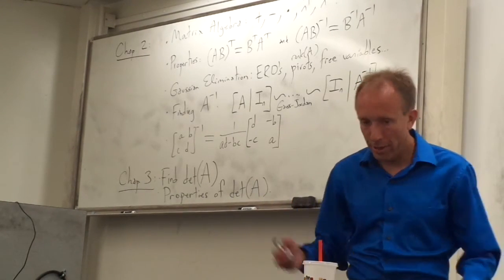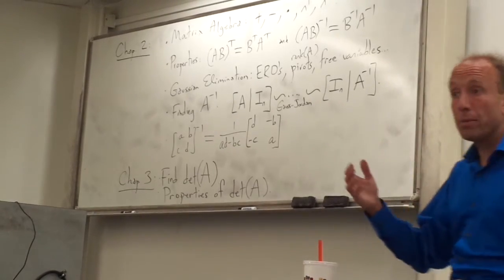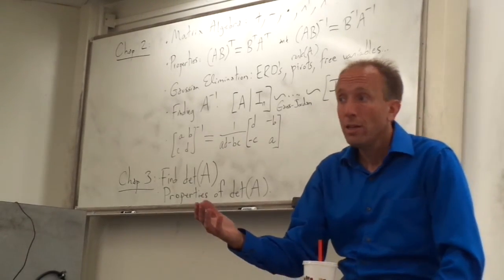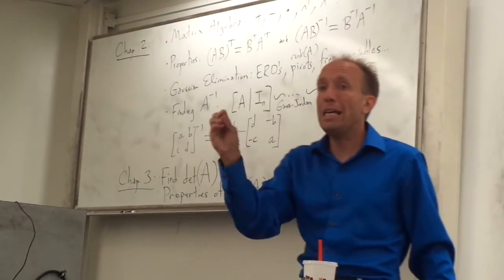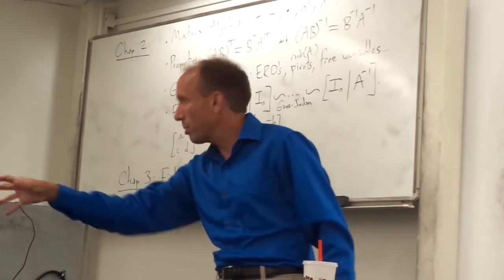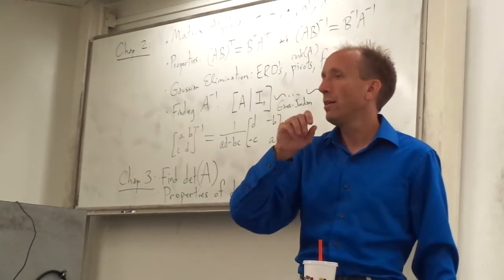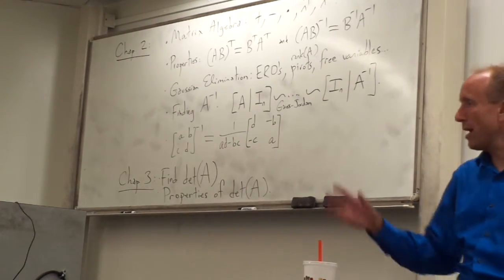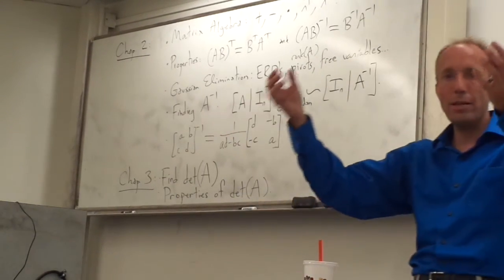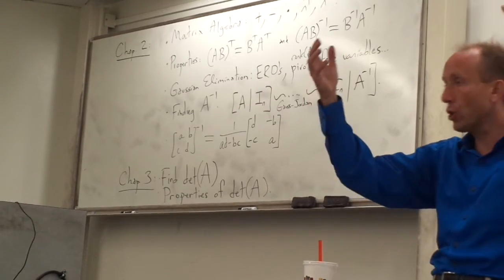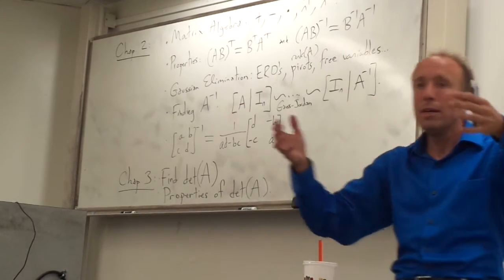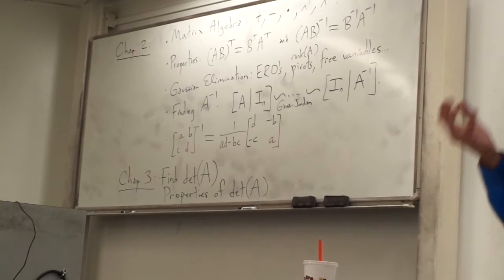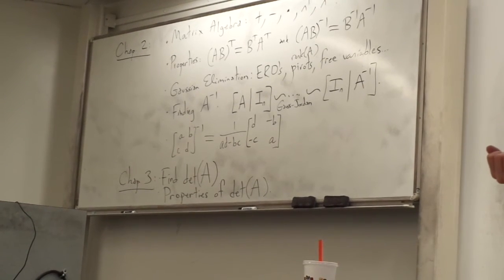What else have we learned about determinants? Determinants respect multiplication. So the determinant of AB is the same as the determinant of A times the determinant of B, but they do not respect addition. I can write down 2 matrices A and B, and the determinant of the sum of those matrices isn't always going to be the same as the sum of the individual determinants.